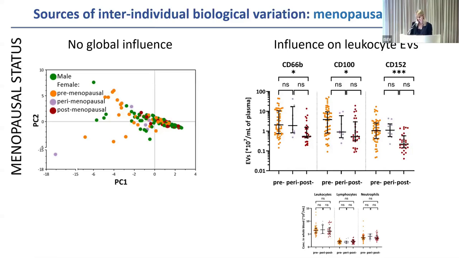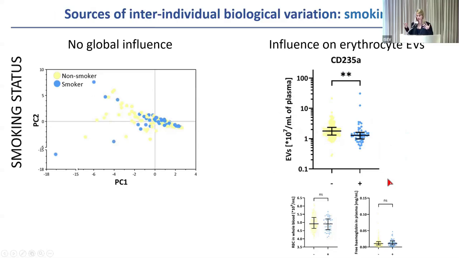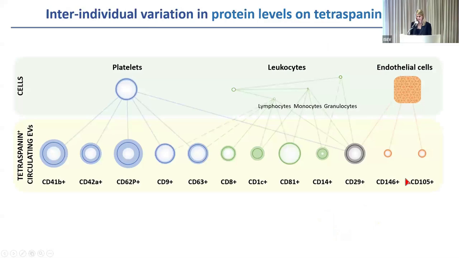So it seems that hormones, of course, have an important effect. And again, we couldn't see the same thing for the whole blood count. So it seems it's not related just to more or fewer cells. And for smoking, we could see that smoking decreases CD235A positive EVs that are typical of erythrocytes. Again, this is not due to erythrocyte changes in concentration or hemolysis. So it does seem that there is some specific influence of these different subject parameters on specific EV subpopulations.